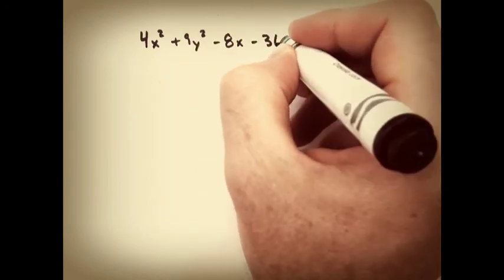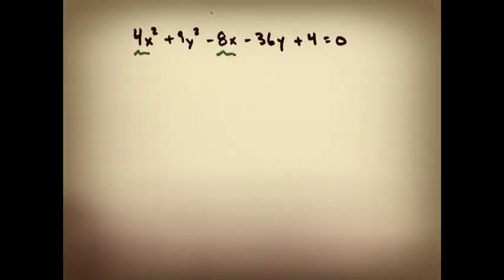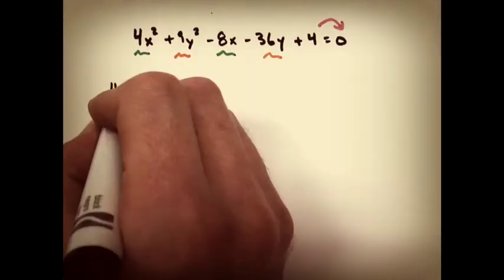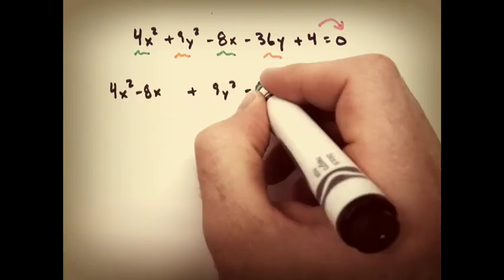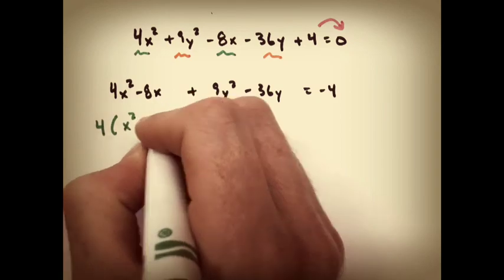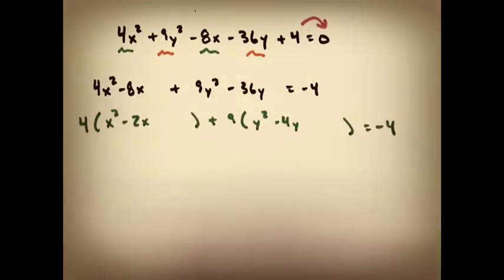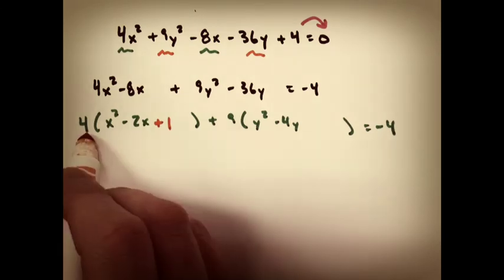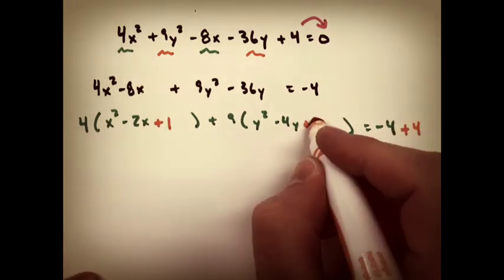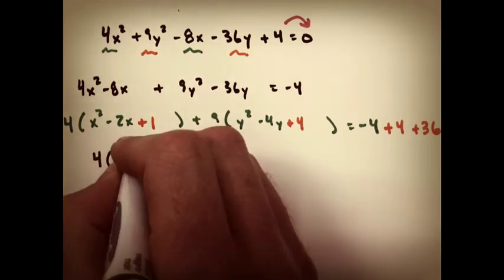So here's an example. Try to stay with me. We're going to put the two x values together, the 4x squared and the 8x. We're going to put the y values together, and we're going to move 4 to the other side. Rewriting it like that, now I want to factor out the 4. I want to factor out the 9. I'm going to leave spaces for those magic numbers. Now one happens to be 1, but it's really 4 times 1, so we add 4. The other one is 9 times 4, I add 36.